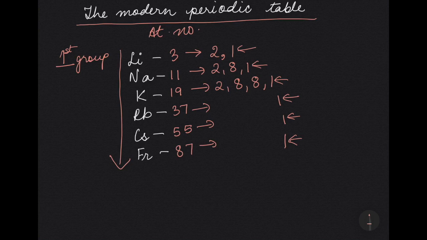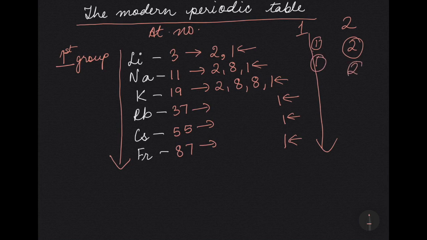One thing keep in mind, children: in a group, now we are talking about the first group, the outermost orbit has one electron. If we talk about the second group, the outermost orbit will have 2 electrons. Keep that in mind. In a particular group, the number of electrons in the outermost orbit remains the same. So the first group has 1 electron in the outermost orbit, the second group has 2 electrons, and similarly the third group will have 3 electrons. That means valency also remains the same. So elements of the same group have similar properties, though the number of shells increases down a group.